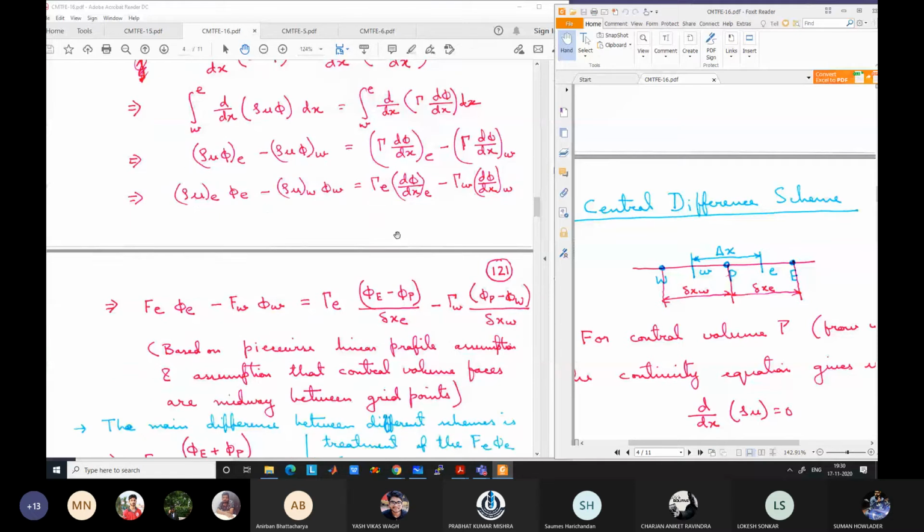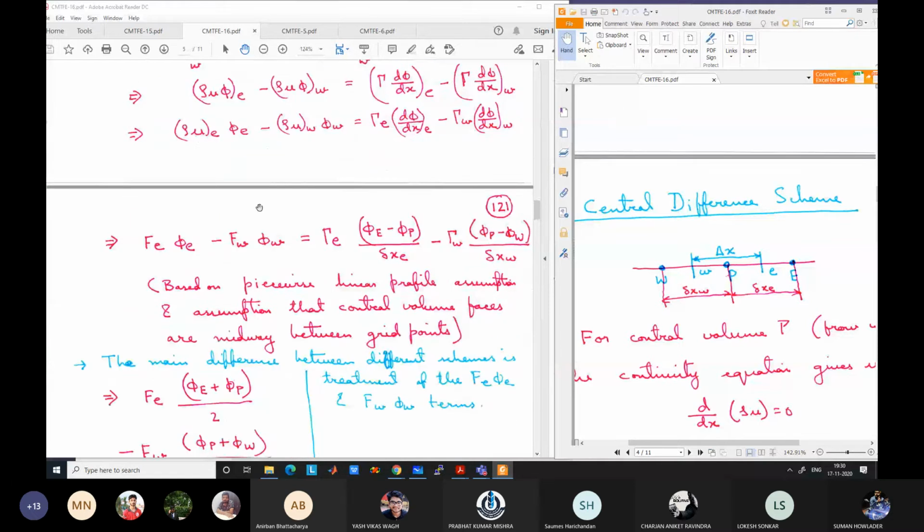So we can write this as Fe phi_e minus Fw phi_w is equal to gamma_e by (phi_E minus phi_P) by delta x_e. This term we can just interpolate: phi at this point minus phi at P point divided by the distance between them, based on the linear interpolation. Similarly, minus gamma_w del phi del x at this interface we can define as phi at P minus phi at W by this distance delta x_w.